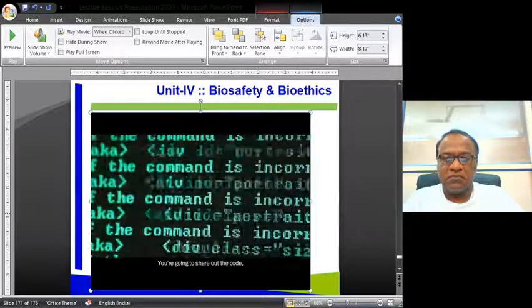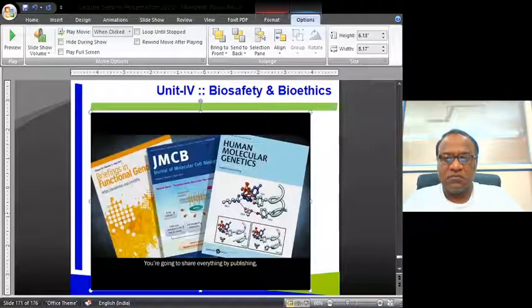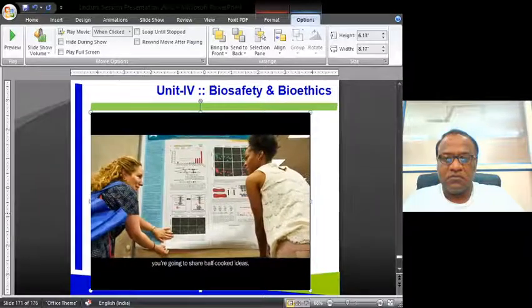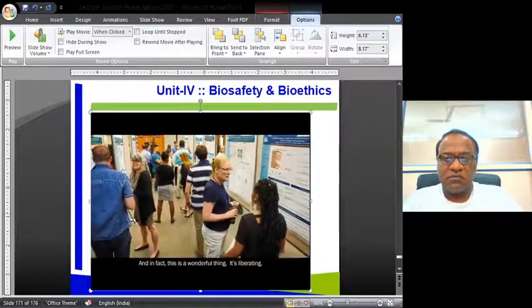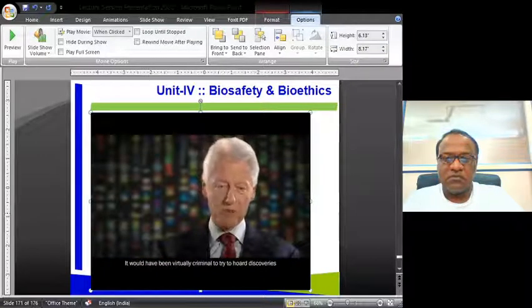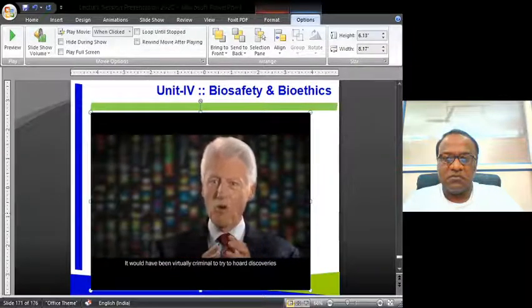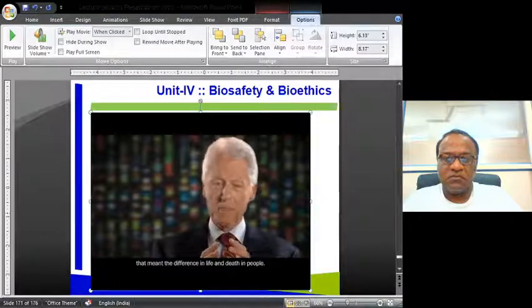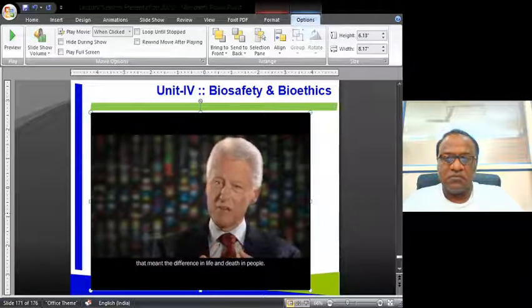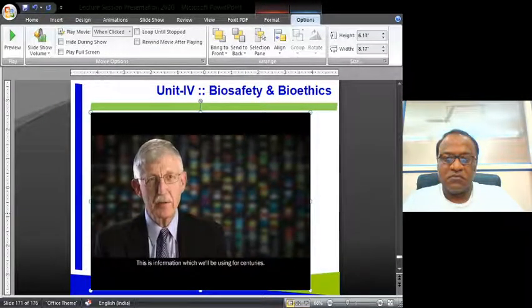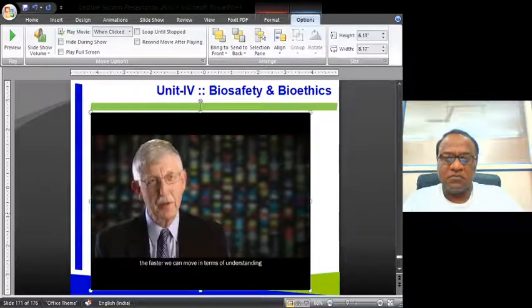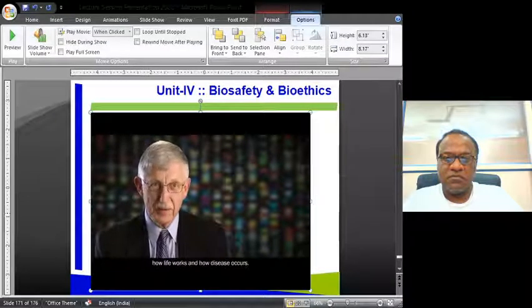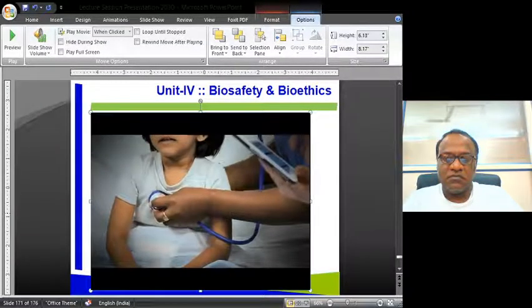You're going to share the code. You're going to share everything by publishing, but you're going to share it before publishing. You're going to share half-cooked ideas. And in fact, this is a wonderful thing. It's liberating. It would have been virtually criminal to try to hoard discoveries that meant the difference in life and death in people. This is information which we'll be using for centuries. The sooner we get it and everybody has access to it who wants it, the faster we can move in terms of understanding how life works and how disease occurs.